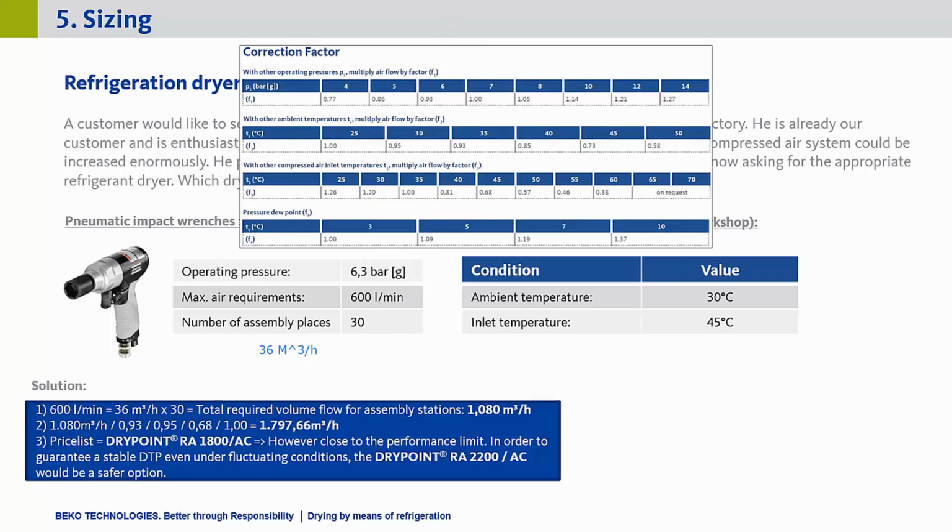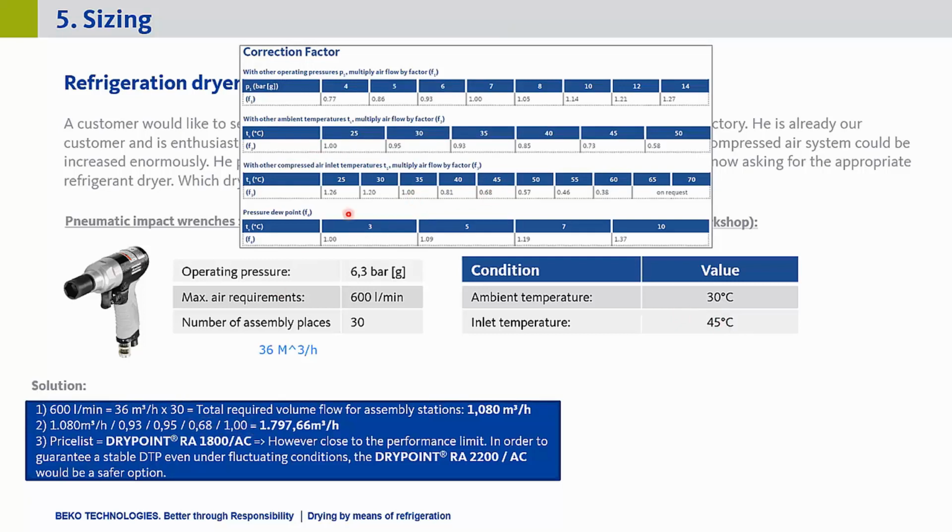So as you can see here, we had these 600 liters per minute, as I said. We just converted it to cubic meters per hour, multiplied it with 30, and we end up with 1030 cubic meters per hour of volume flow. So these now are divided by all the correction factors. So 1030 divided by 0.93, which is for 6.3 bar, you can see here. Then divided by 0.95, which is 30 degrees Celsius ambient temperature, which you can see here. Then we had 45 degree inlet temperature, which is 0.68, therefore divided by 0.68.